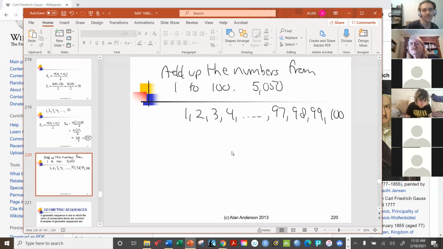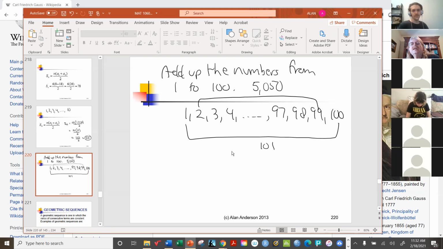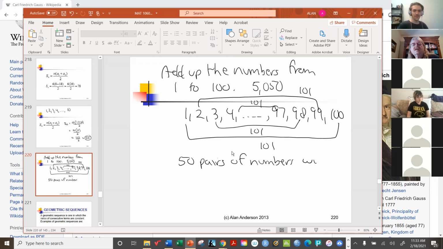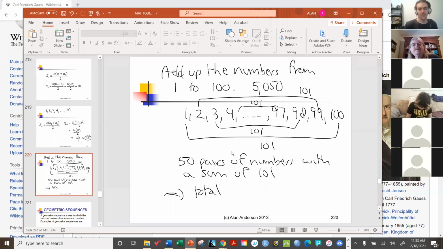He says, "Well, look, I wrote them all out and I noticed something interesting. If I take 1 and 100, they add up to 101. If I take 2 and 99, they add up to 101. If I take 3 and 98, they add up to 101. And so on and so on. So we have 50 pairs of numbers with a sum of 101. So the total must be 50 times 101."